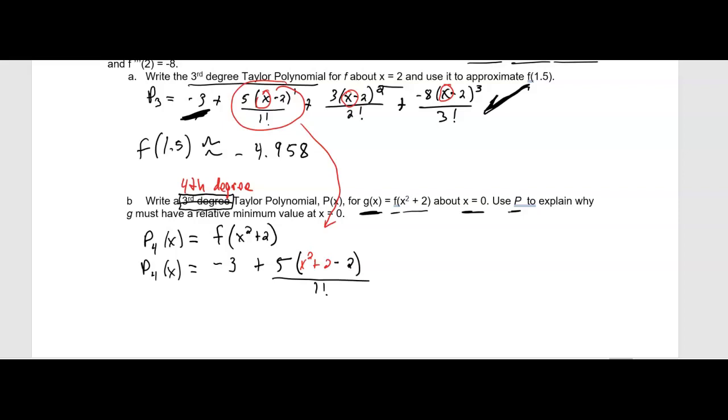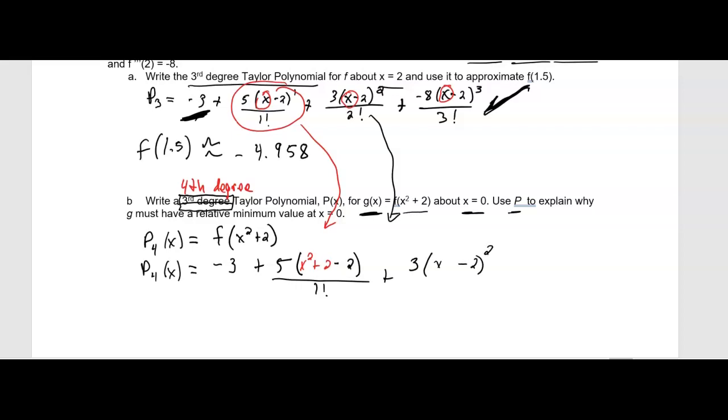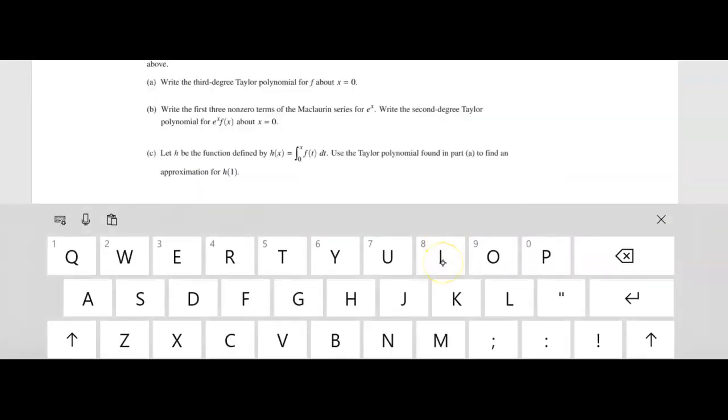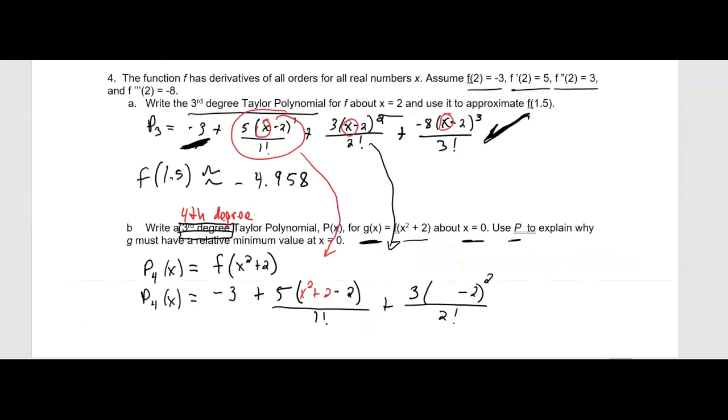We would do the same thing for that next term. So we're going to take this term now, and you would have plus 3, and then instead of x minus 2 to the power of 2, all over 2 factorial, we are replacing our x with our new composite of x squared plus 2.